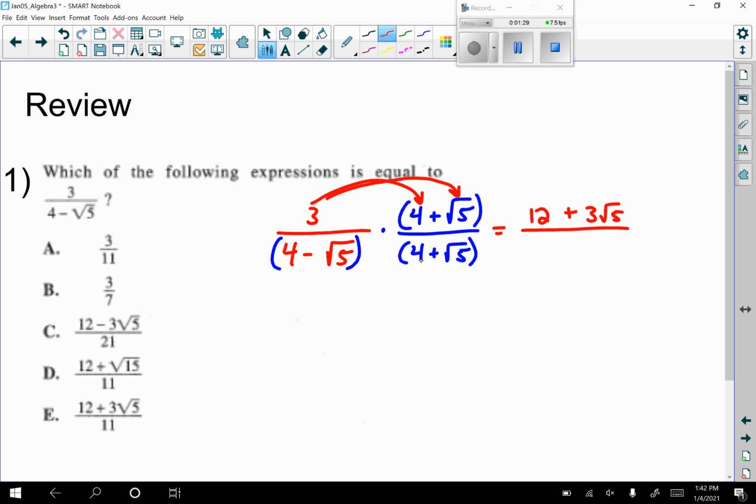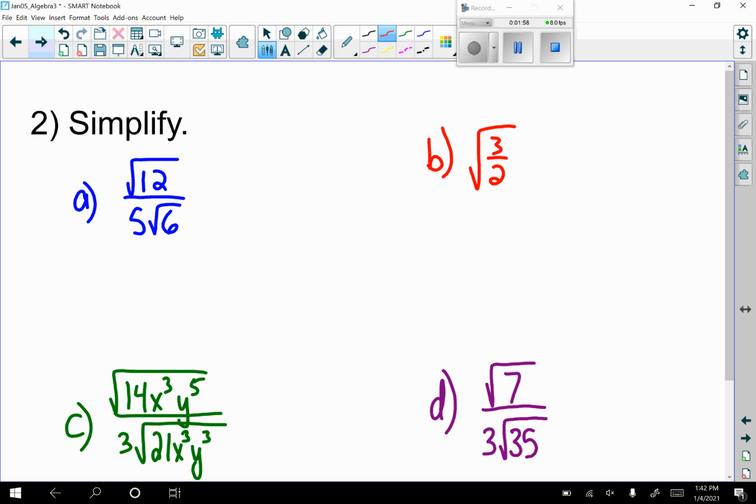Now, because these are conjugates, I don't need to multiply the outside and the inside terms. So I just multiply the first, which is 4 times 4, that's 16. A negative times a positive is a minus, or a negative. And then radical 5 times radical 5 is 5. So we end up getting 12 plus 3 radical 5, and 16 minus 5 will give us 11. So we're getting E for that. But that's the most basic example of having to rationalize a denominator that's a binomial containing a radical. Let's take a look at some more.